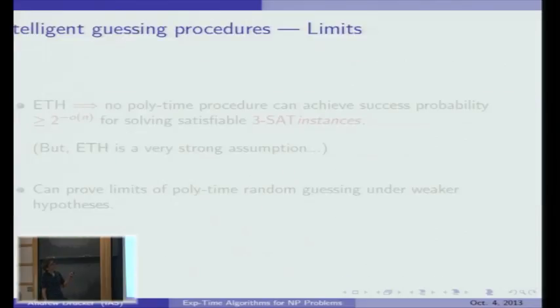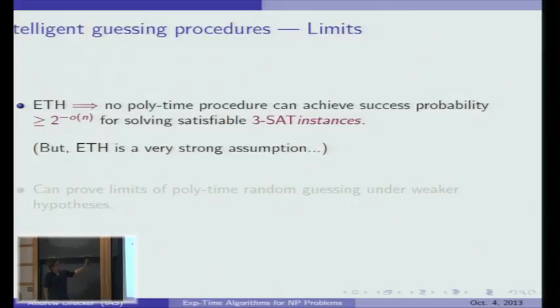So I want to talk about limits to these intelligent guessing procedures. These are one way of designing exponential or improved algorithms for NP problems. Very straightforwardly, we can say that the exponential time hypothesis implies that no polynomial time procedure can solve satisfiable 3-SAT instances with success probability 2 to the minus little o of n. If it could, you could just repeat it 2 to the little o of n times and solve the problem outright. But this exponential time hypothesis, as I'm sure you can tell, is a very strong assumption.